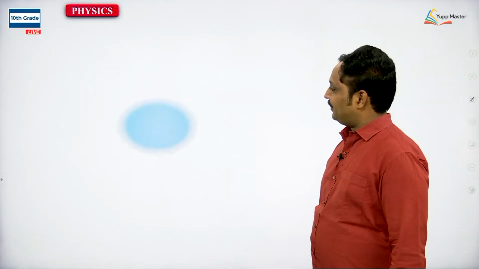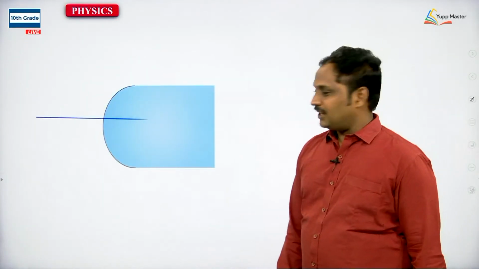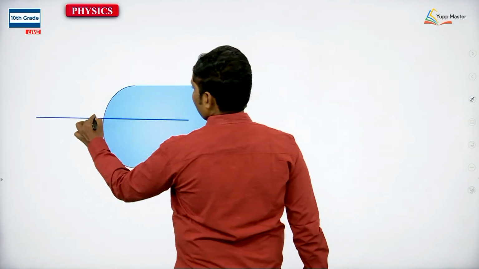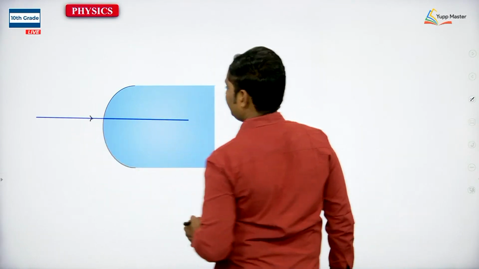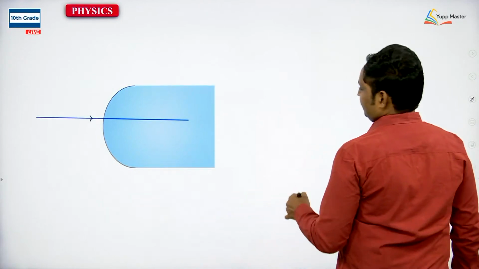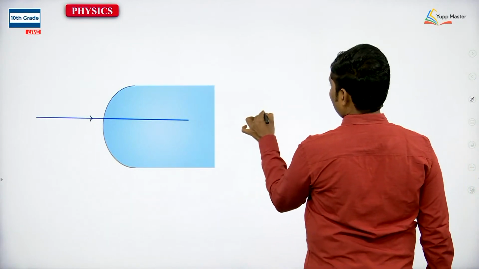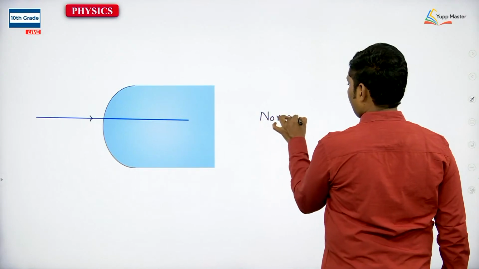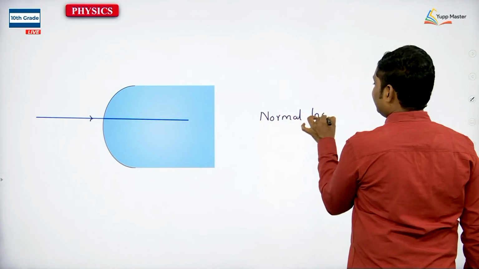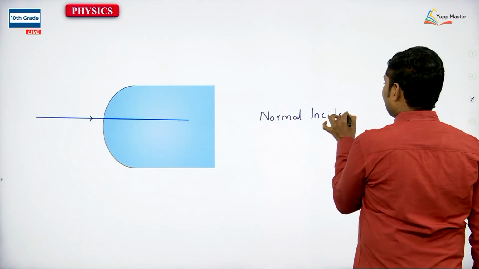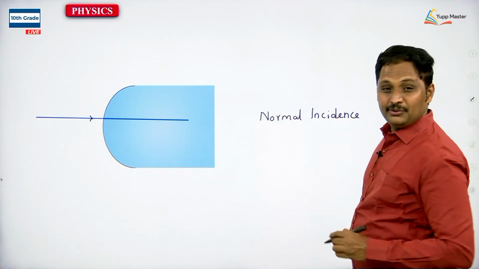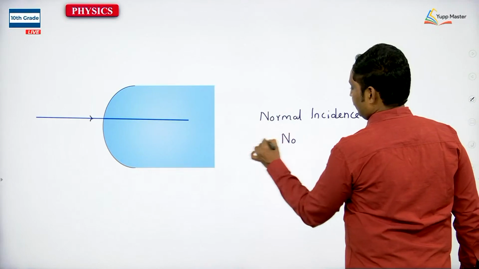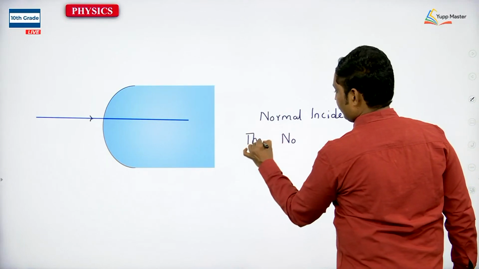Now, we have to see that whenever the light ray is incident, this is the incident light ray. If it is incident normally, there is no refraction. Normal incidence. If you take normal incidence, there is no refraction.